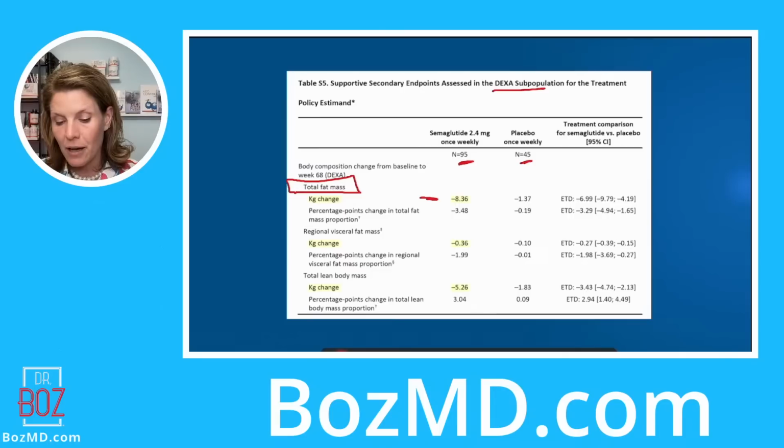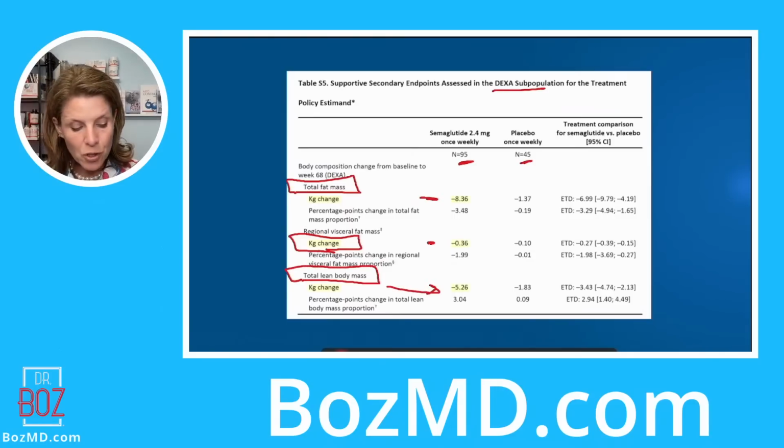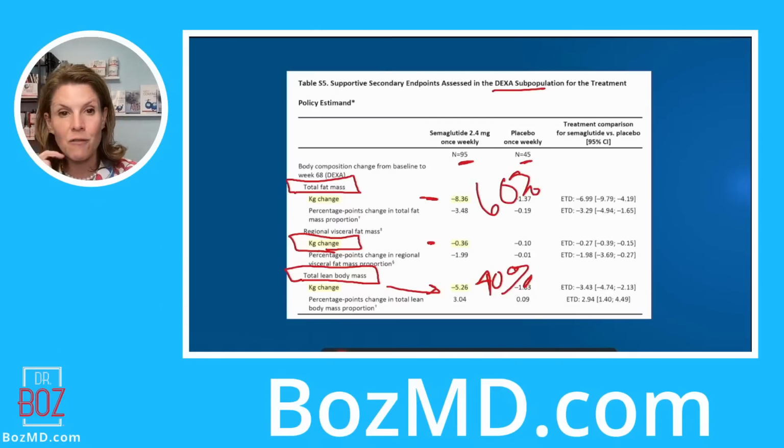The kilograms of visceral fat, again, the most important fat to lose, was less than 1 kilogram. And the total lean body mass kilograms lost was 5. So when you look at this in percentages, I wrote this down earlier. I'm going to get my notes out so I don't do it wrong. This is about 40% of their weight loss was lean body mass. About 60% was lost in fat mass.